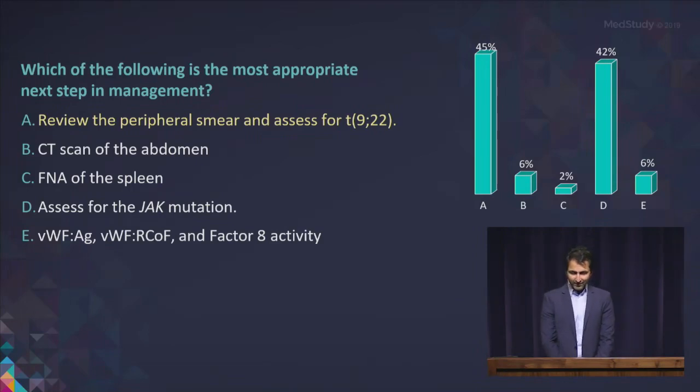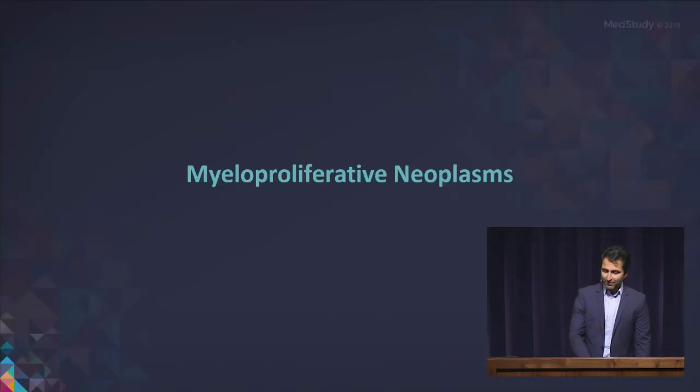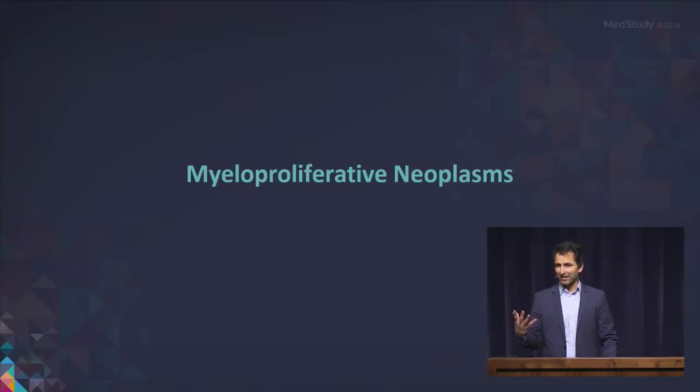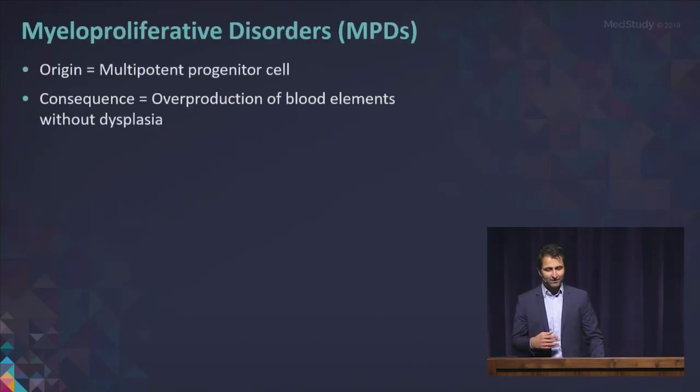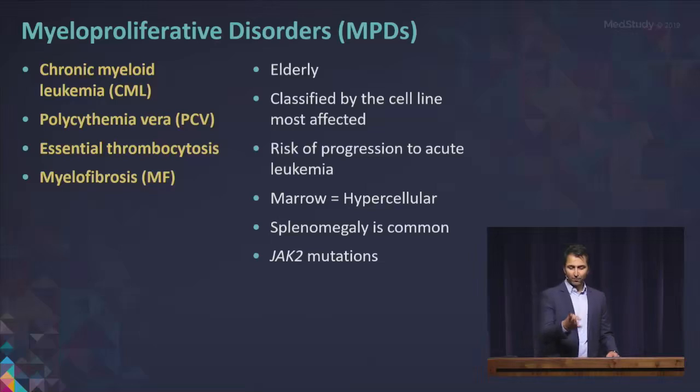Okay, so you guys knew that we had to check for some kind of a mutation. The correct answer is the 9;22. This is CML, and this is what CML looks like. So let's go over that a little bit. The myeloproliferative neoplasm. So myelo is cells, proliferative is too many. This is production of too many cells. And there are 4 hallmark diseases here: CML, polycythemia vera, essential thrombocythemia, and myelofibrosis.